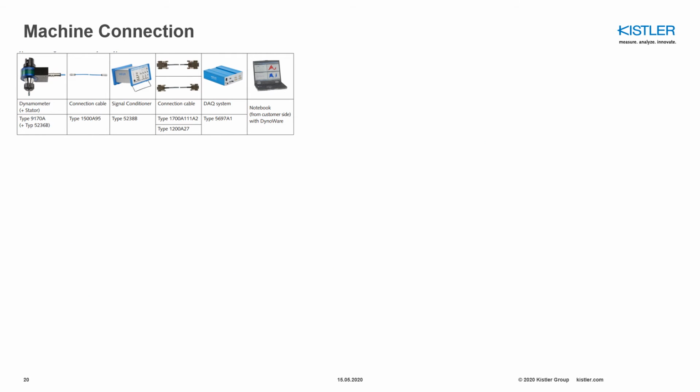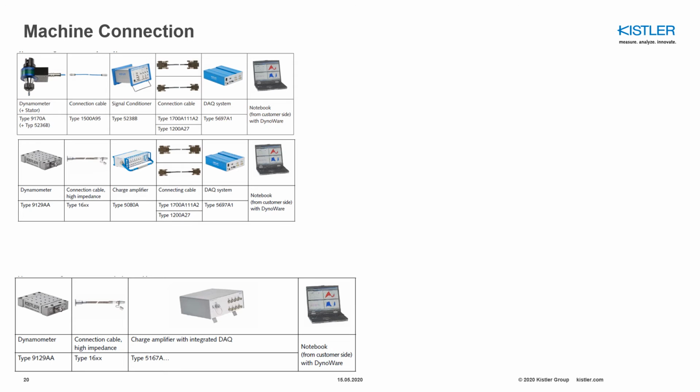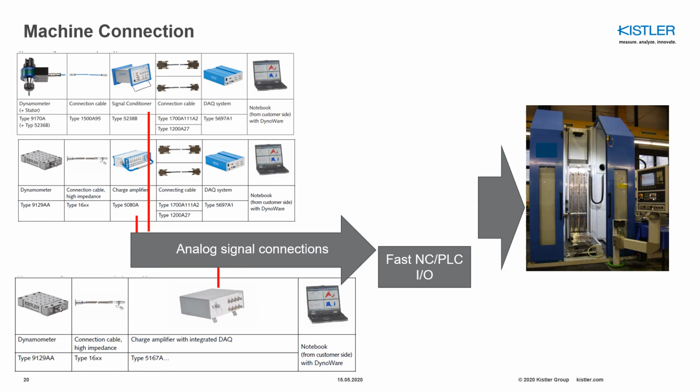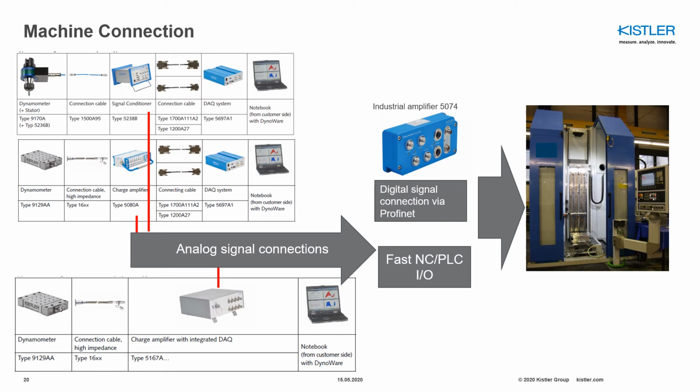Regarding machine connection, regardless of whether you have a rotating dynamometer or a stationary dynamometer with a different measurement setup, you can utilize your analog signal and connect directly to the machine by utilizing the fast NC inputs and outputs. Or you can use an industrial amplifier, for instance 5074, and then you can get the signal with the Profinet protocol and connect directly to the Profinet input of the machine.